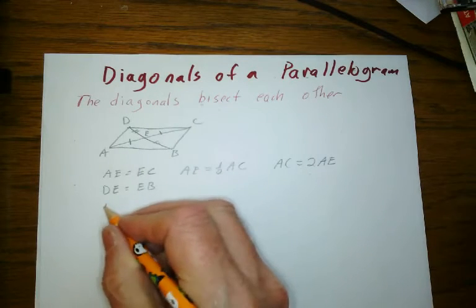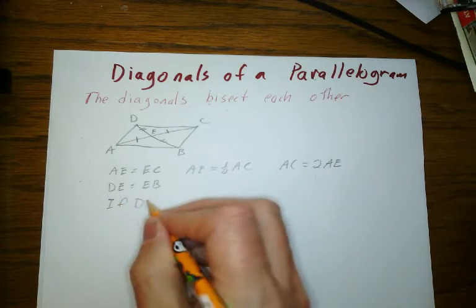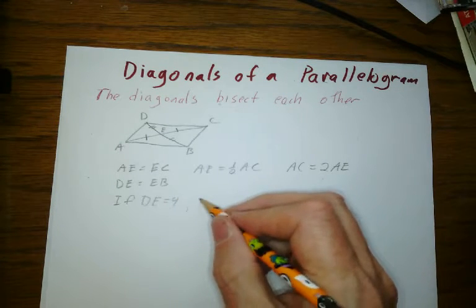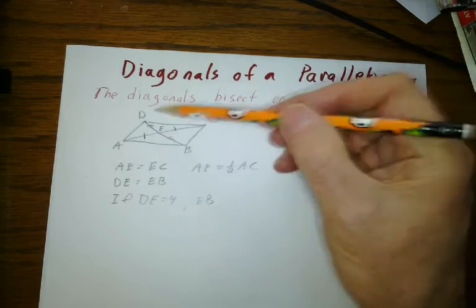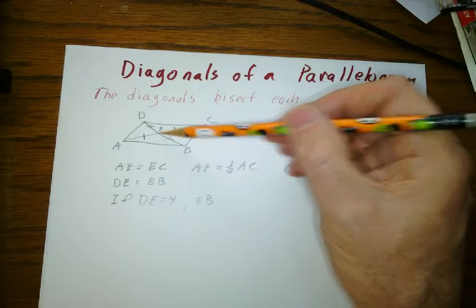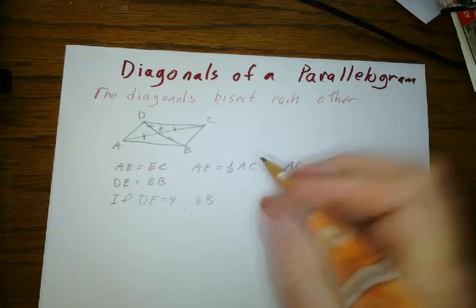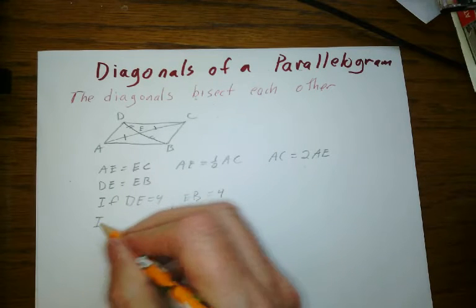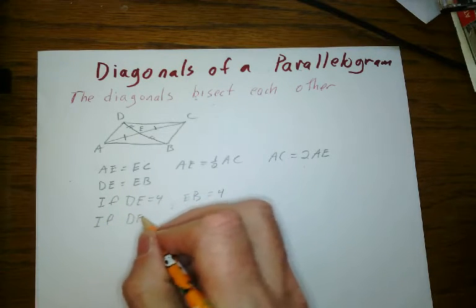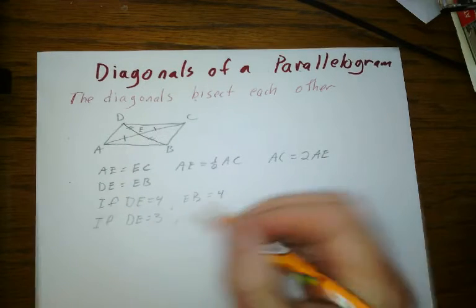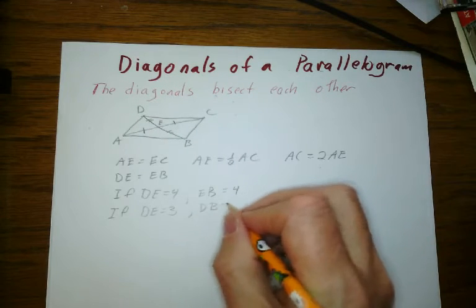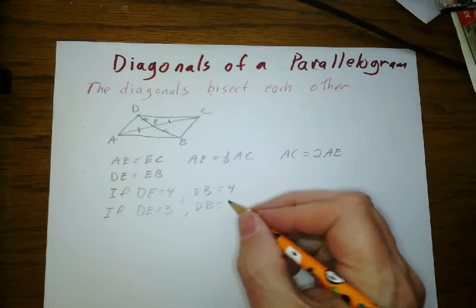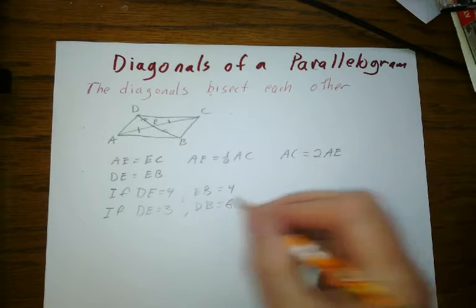Using the same diagram above, if DE equals 4, what is EB? Look at the diagram. DE is from here to here. EB is from there to there. The diagonals bisect each other, so therefore they're equal. If DE equals 3, what is DB equal to? Well, DE is the half, DB is the whole thing, so you have to double it, and you get 6.